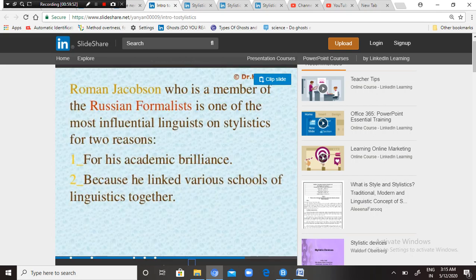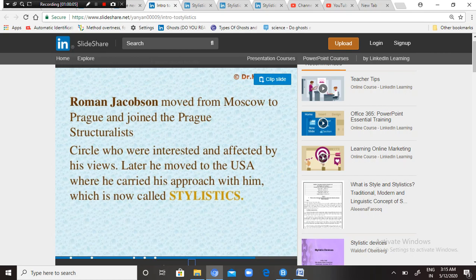And Russian formalism, what about Russian formalism and linguistics? These are the two reasons for his academic brilliance, because he linked various schools of linguistics together. Roman moved from Moscow to Prague, and joined the Prague structuralism.